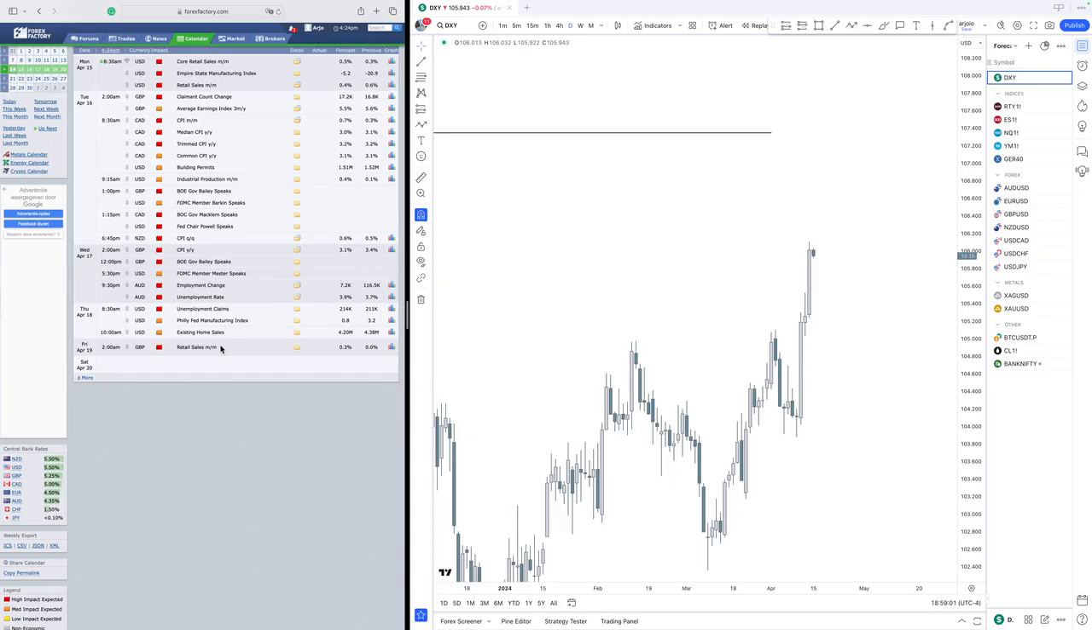So the main takeaway right here is that we mainly have the Australian dollar, which is only two days. Then we have GBP, which has quite a lot of news, and the US dollar is quite a lot of news as well. So mainly GBP and the US dollar right there.